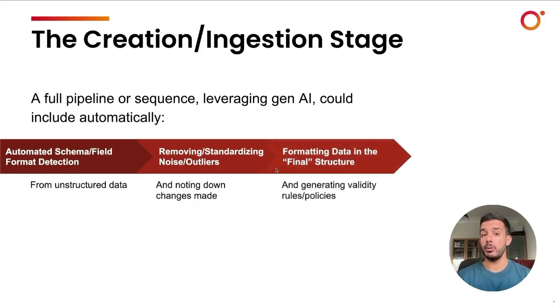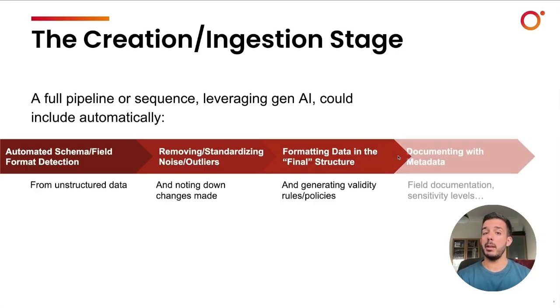Then formatting the data to the final structure that we need, as well as generating validity rules or business rules if we wish to do so, right? And possibly also generating the metadata, right? Field documentation, sensitivity levels, or documentation rules. So as you see, this is an example of a pipeline for this stage, right?